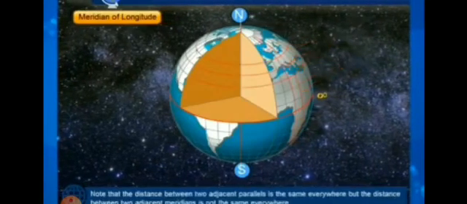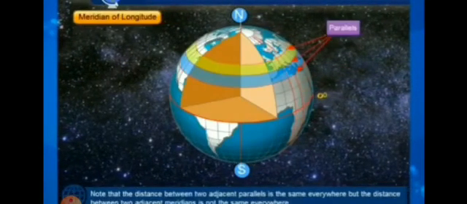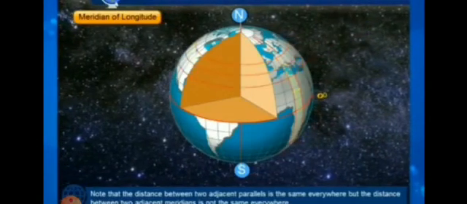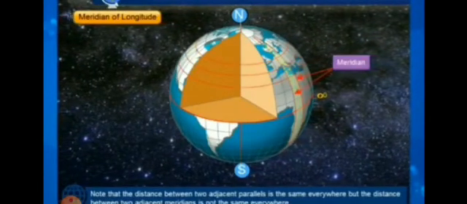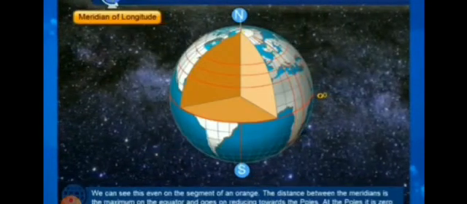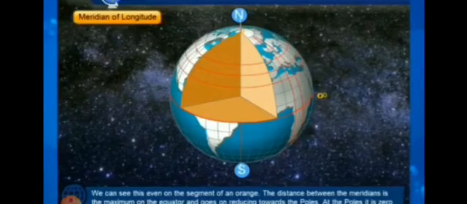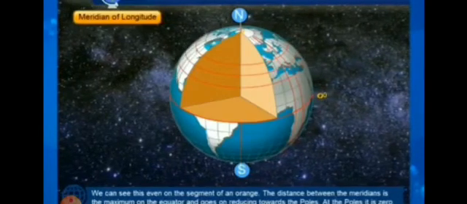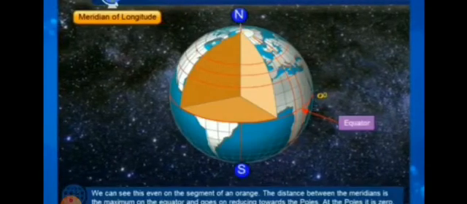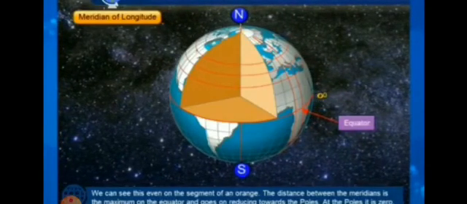Note that the distance between two adjacent parallels is the same everywhere, but the distance between two adjacent meridians is not the same everywhere. We can see this even on the segment of an orange. The distance between the meridians is the maximum on the equator, and goes on reducing towards the poles. At the poles it is 0.